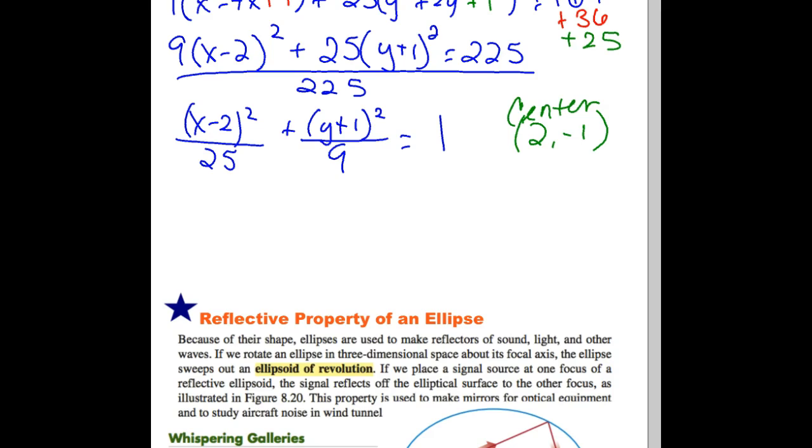I heard someone say A is 5, right? 25 is bigger than 9, so that's got to be the A squared piece. So A is going to be 5, and it's paired up with X. B is going to be 3, and it's with Y. And then what was the relationship to find C? A squared minus B squared equals C squared. So C is the square root of A squared minus B squared. A squared was 25, minus B squared, which was 9. 25 minus 9 is 16, and the square root of 16 is 4.